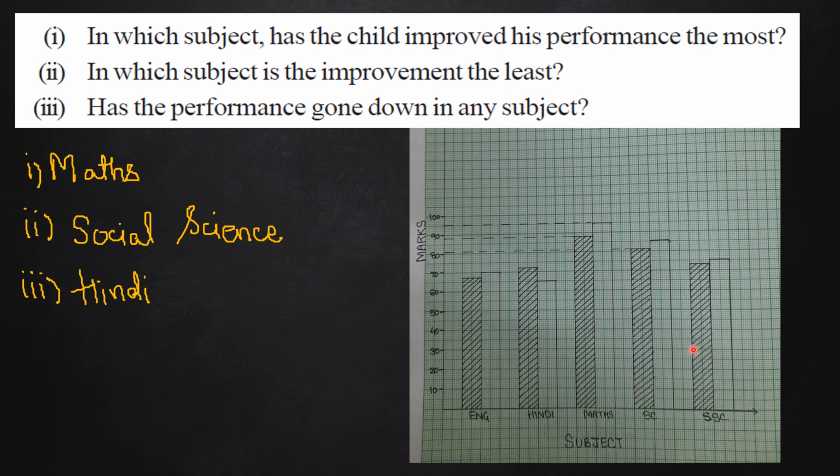Double bar graphs are used to compare two parallel data series. That means we can compare data series which are of the same kind and we can easily plot them. So we are representing data and we are also fetching information from it.